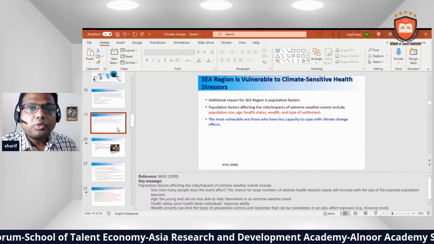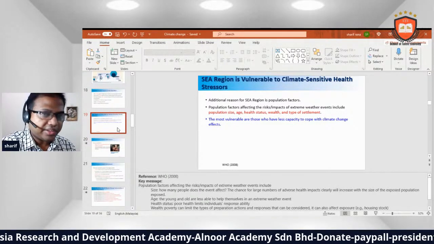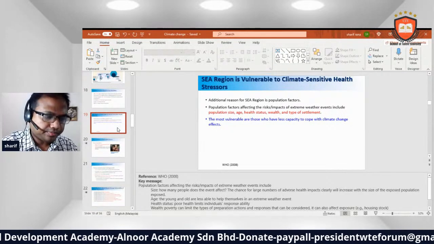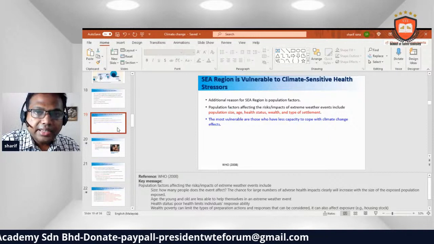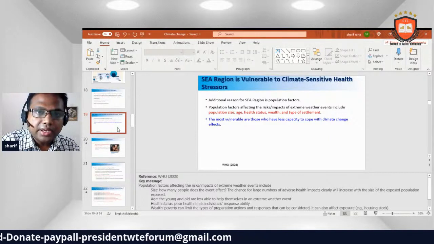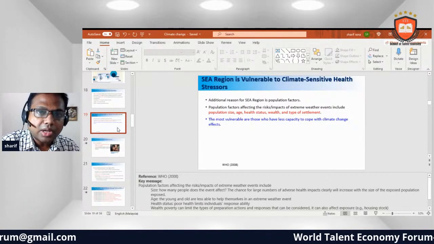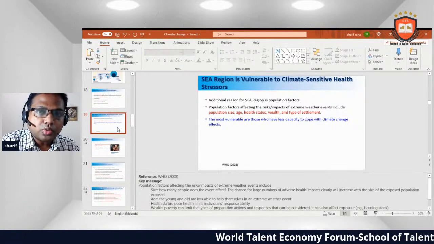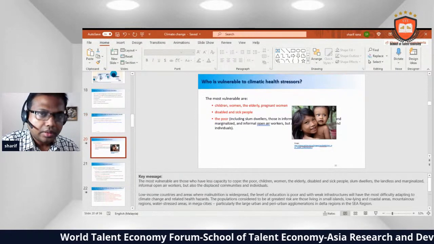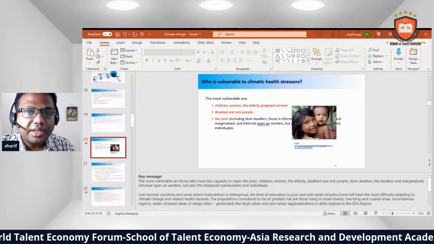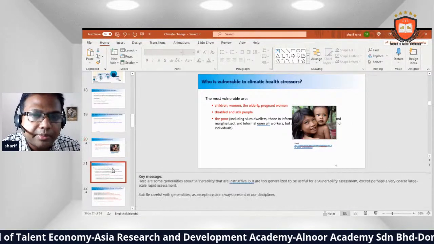The region is vulnerable to climate sensitive health problems. An additional reason for the region is the population factor. Population factors affect the risk and impact of extreme weather, and include population size, age, health issues, wealth, and the type of settlement. The most vulnerable are those who have less capacity to cope with climate change effects: children, women, the elderly, pregnant women, disabled, sick people, and poor people. They have problems.